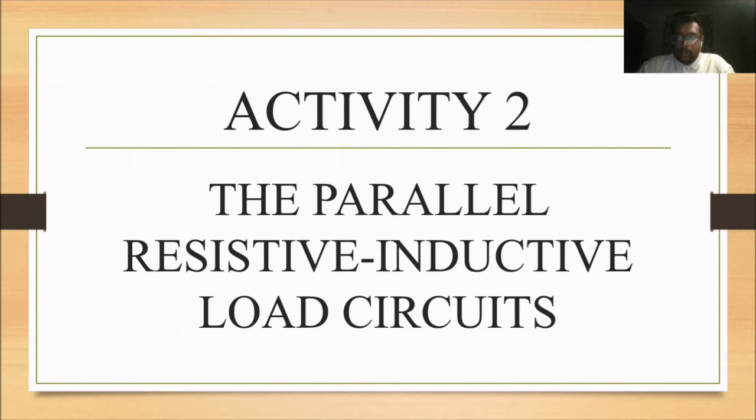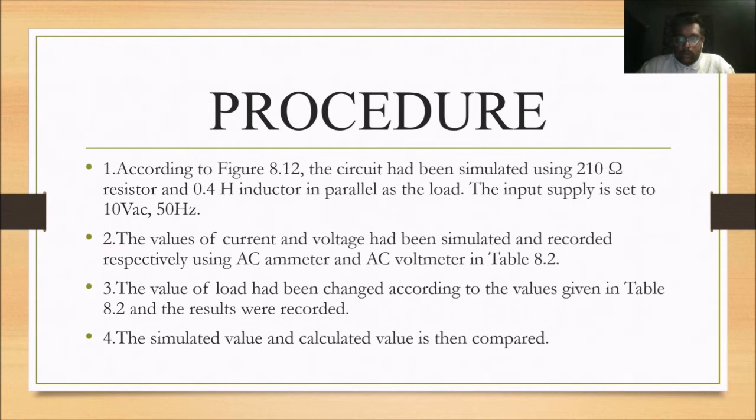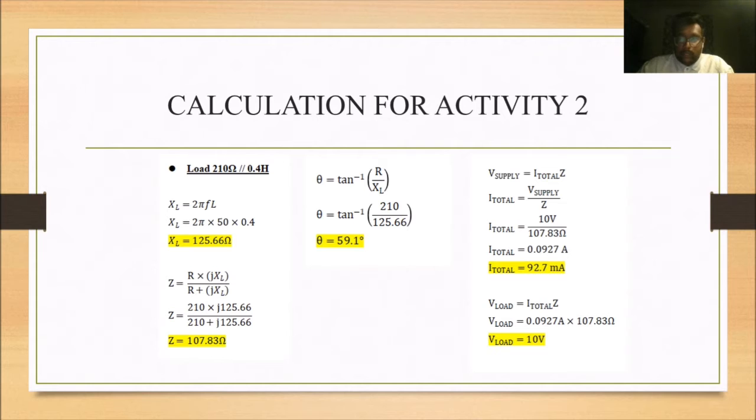So let's look into activity 2, which is the parallel resistive inductive load circuits. As you can see, figure 8.12 shows a circuit with resistive and inductive load in parallel. The AC ammeter is connected in series with the circuit, and the AC voltmeter has been connected in parallel with the RL load. So let's look into the procedure. The procedure is the same as activity 1. In this case, the RL load is connected in parallel. So let's look into the calculation.